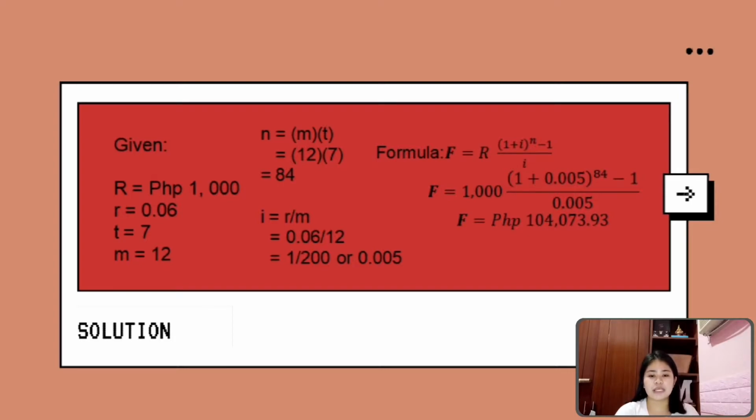To get the value of J, we have a nominal rate over conversion period, which is 0.06 over 12 equals 0.005. The value of N is 84 since it is 12 multiplied by 7. The formula to be used is F is equal to R quantity 1 plus J raised to N minus 1 over J. Substituting the values, we will get F is equal to 1,000 quantity 1 plus 0.005 raised to 84 minus 1 over 0.005. The final answer will be 104,073 pesos and 93 centavos.